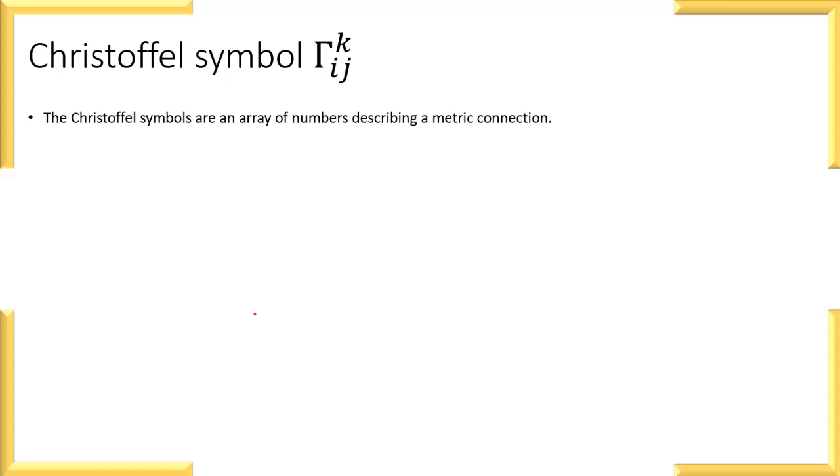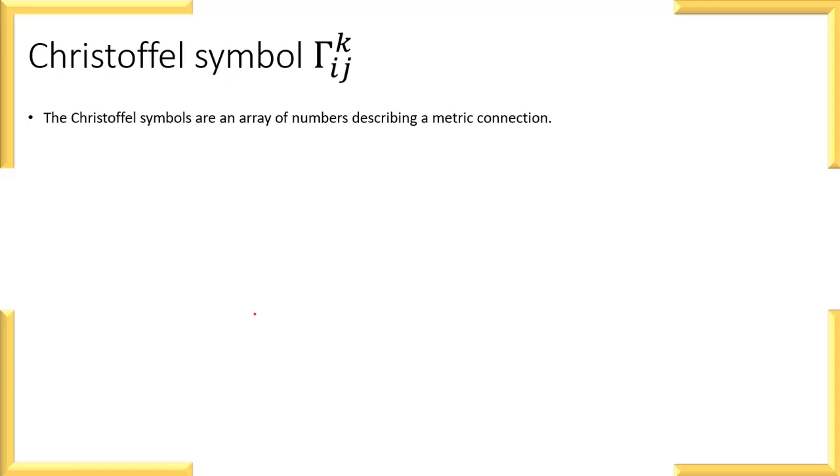It's just an array of numbers. It's not a tensor. Remember, even though it looked like a mixed tensor, it is not. It is just an array of numbers, and it describes the metric connection. So, the metric connection is different from the metric tensor we discussed right now.